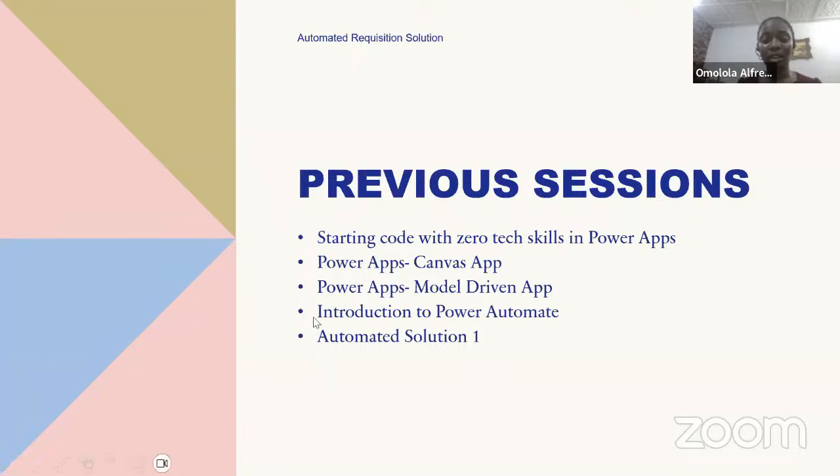The fourth class, we did Introduction to Power Automate, and everything I'll be doing today is sitting especially on that. Then the last class, we did Automated Solution 1. If you've joined us from all of this time, then Power Automate is not new to you, so I'm not going to start from scratch. But wherever you're joining from, you'll be able to pick up and we'll do this together.